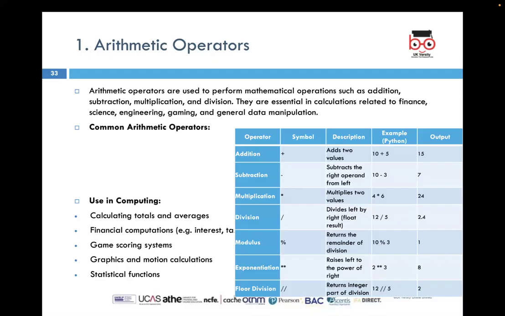Addition, subtraction, multiplication, and division are self-explanatory. Modulus returns the remainder of the division. For example, 10 modulus 3 would return 1 because 10 divided by 3 is 9 and there's 1 remainder. Exponentiation raises the left to the power of the right. So 2 to the power of 3 equals 8, 2 cubed. Floor division returns the integer part of the division. For example, 12 divided by 5 is 2, remainder 2, but it returns 2 as that is the integer part of the division.